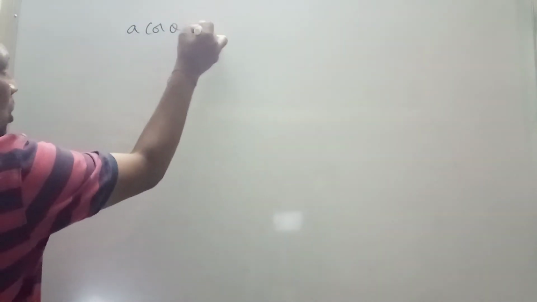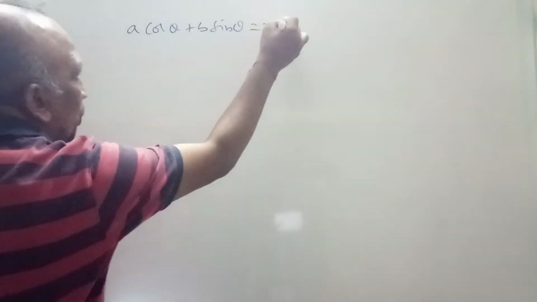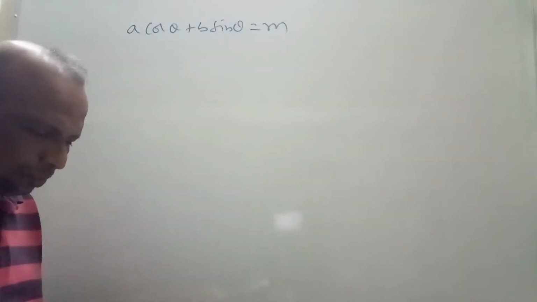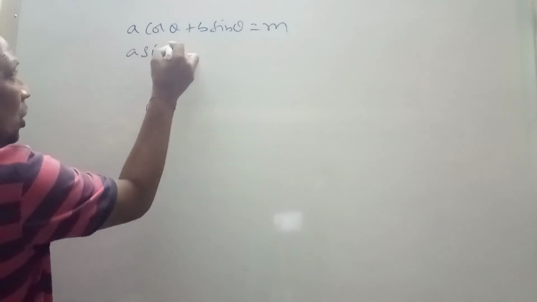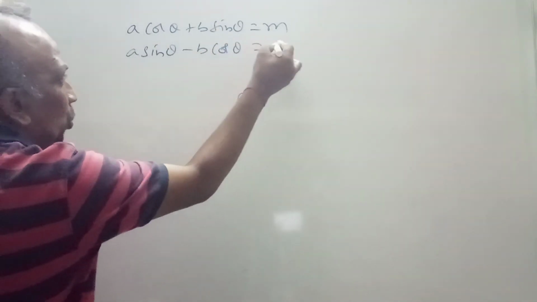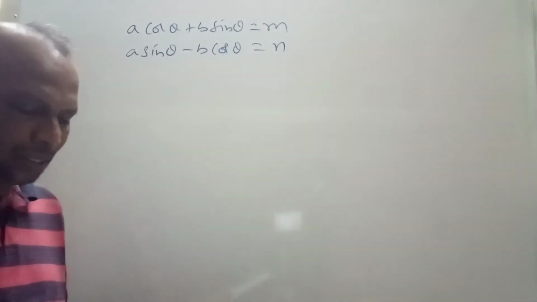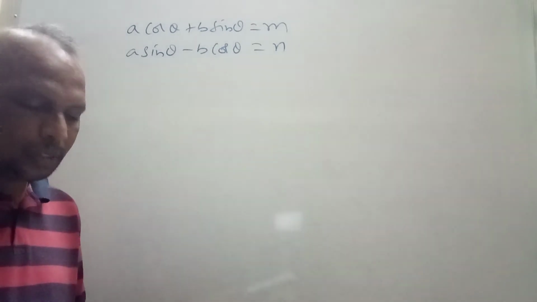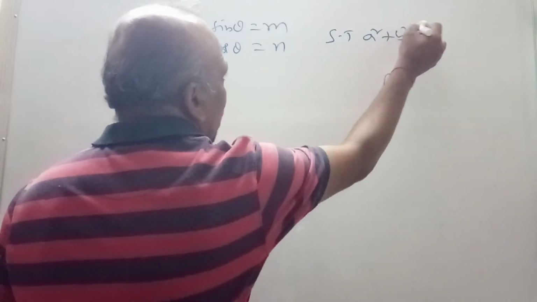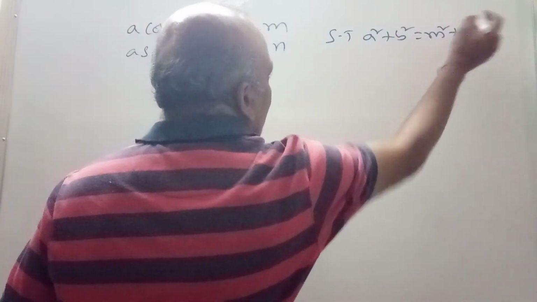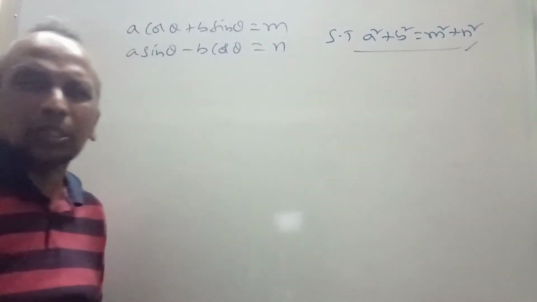They are given a cos theta plus b sin theta is equal to m, and a sin theta minus b cos theta is equal to n. These values they are given. They are asking here, then show that a square plus b square is equal to m square plus n square. They are asking to prove this result.